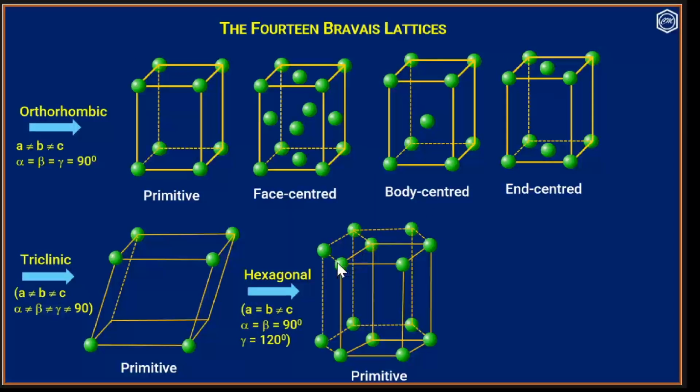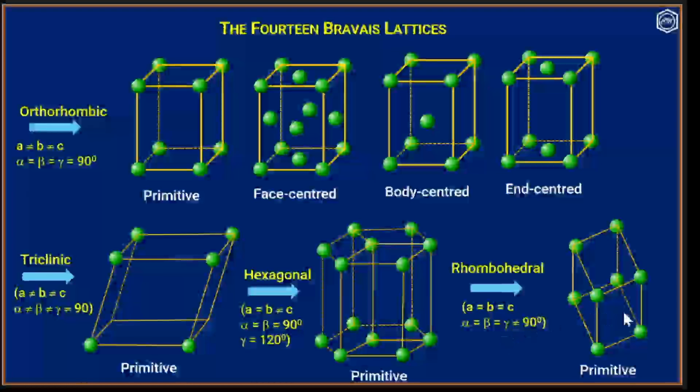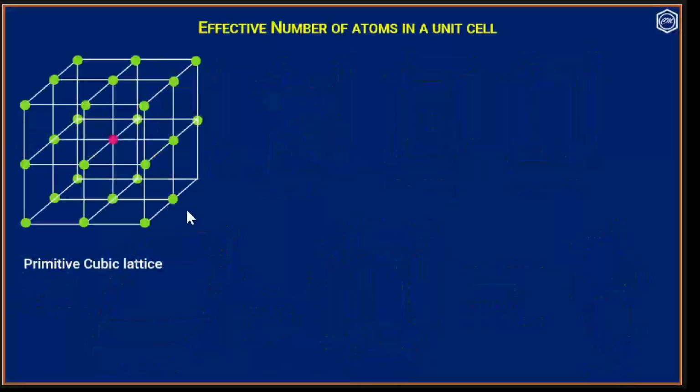The actual unit cell is this one, that is the points which are connected by solid lines, and the dotted lines are shown to show the hexagonal shape. Then rhombohedral, here a = b = c, α = β = γ not equal to 90 degrees, and only one unit cell is possible, and that is the primitive unit cell.